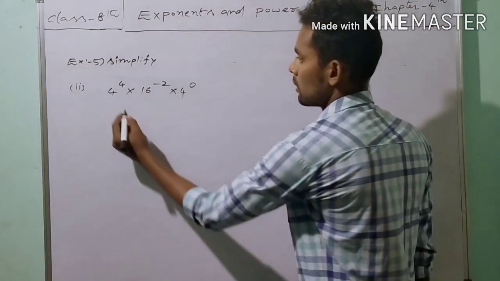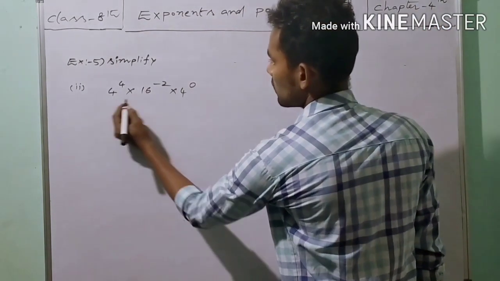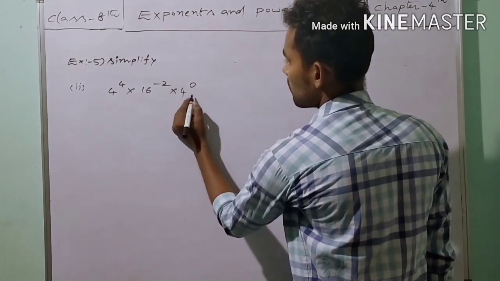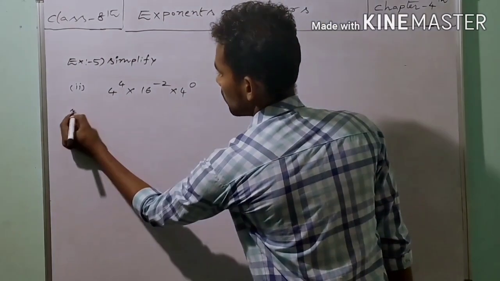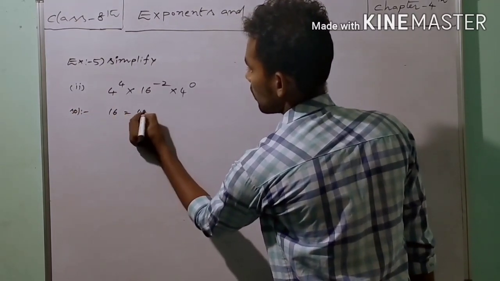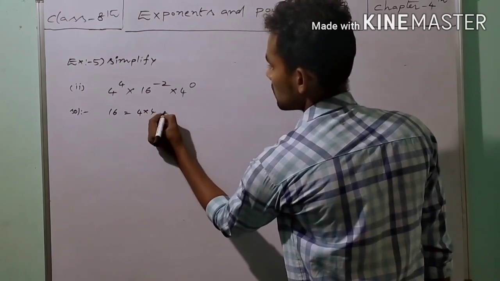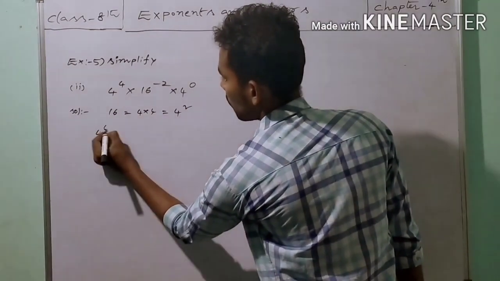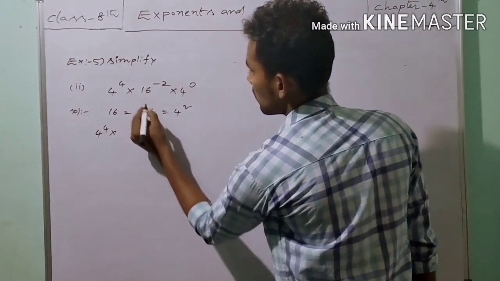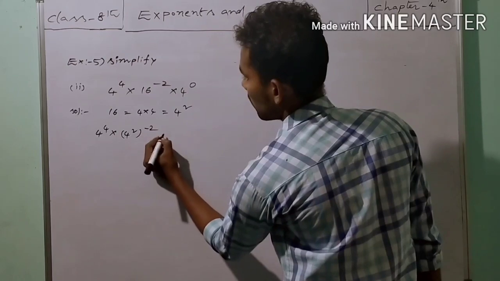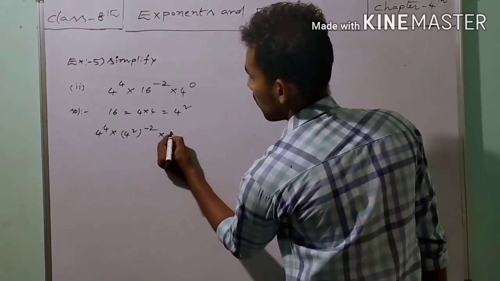Second question, 4 power of 4 into 16 power of minus square into 4 power of 0. Solution, 16 can be written as 4 into 4; 4 4s are 16, 4 square. 4 power of 4 into 16 can be written as 4 square whole power of minus square into 4 power of 0.